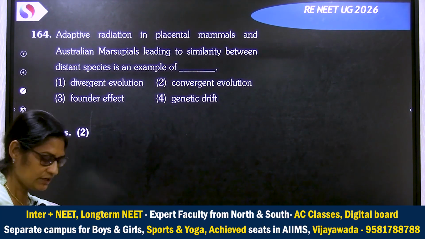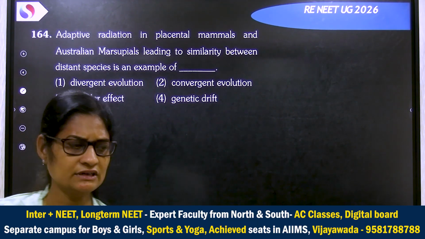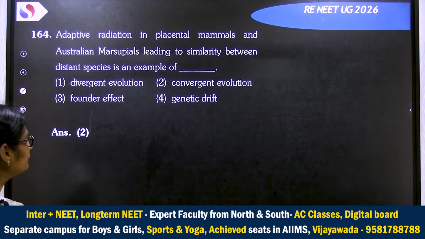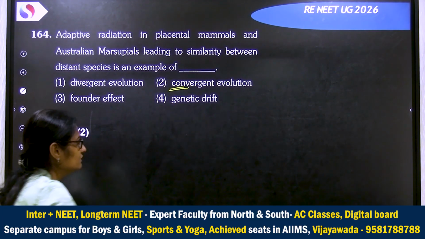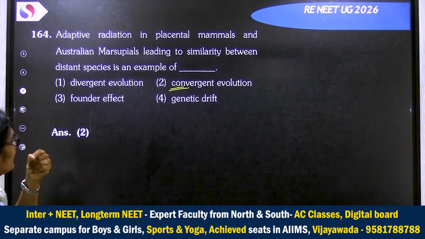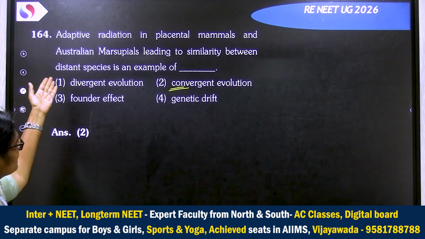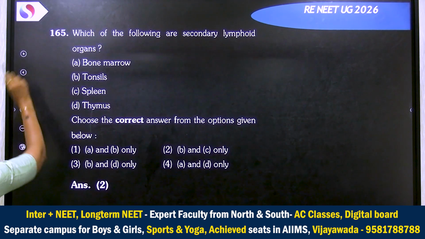Divergent. In one particular geographical area, if you compare two different branches, then what type of evolution does it show? It shows convergent evolution. The best example for convergent evolution in the case of adaptive radiation is Australian mammals as well as placental mammals.